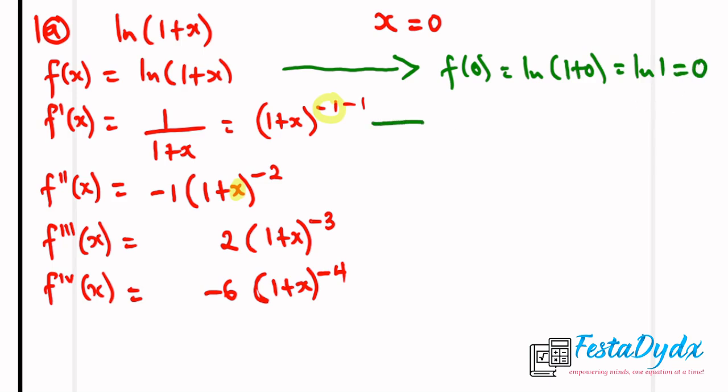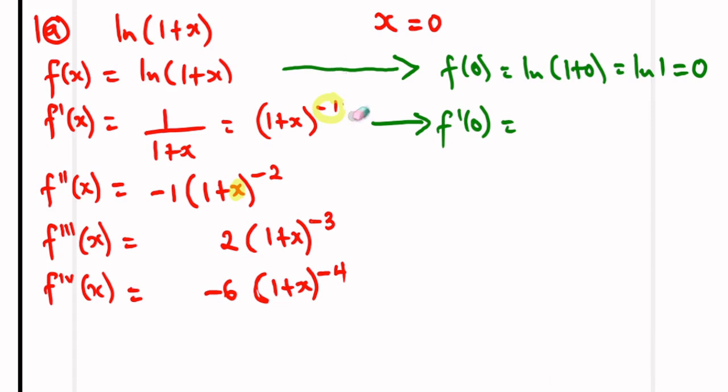Now we'll move to the next one. We'll have f prime of 0. This is going to be equal to 1 over 1 plus x. So let's take note that we are meant to remove this one because we use this for the second derivative. We can actually work with 1 plus x raised to power minus 1, which is going to give us 1 plus 0 to the power minus 1, which is equal to 1 raised to power minus 1. 1 raised to power minus 1 is 1 over 1, so it is 1.